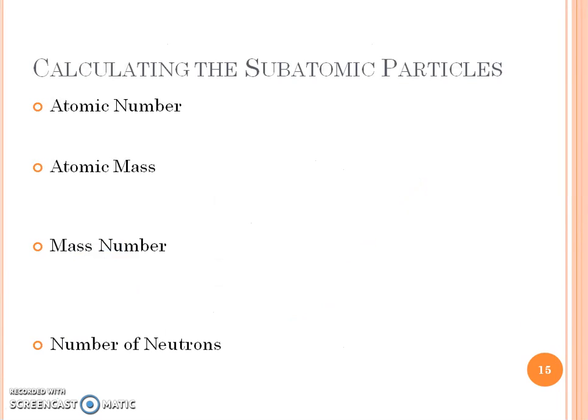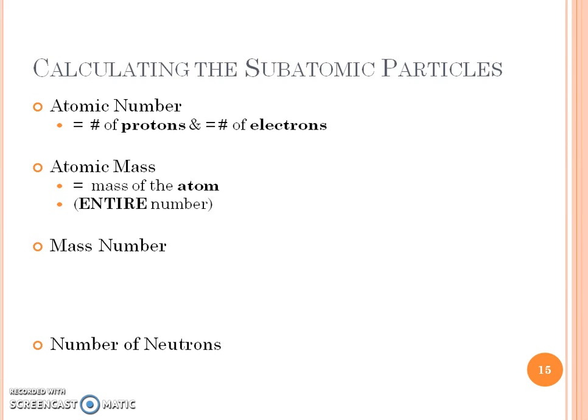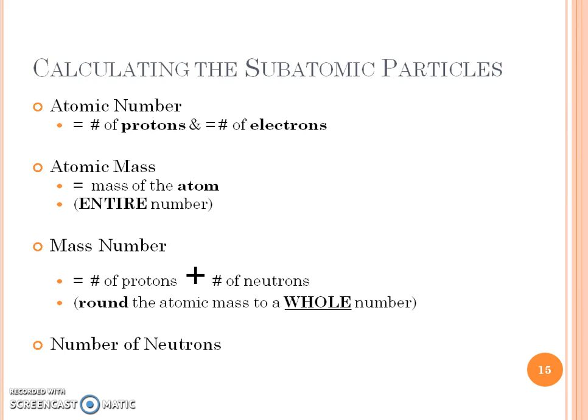So, again, in your notes, this information is there, but just as a reminder, the atomic number is going to give us those protons, which also equals electrons. The atomic mass is the entire number that's given to us on the periodic table, but that's not really helpful. So what do we have to do? We have to take that number and round it to a whole number. That gives us the protons plus neutrons.